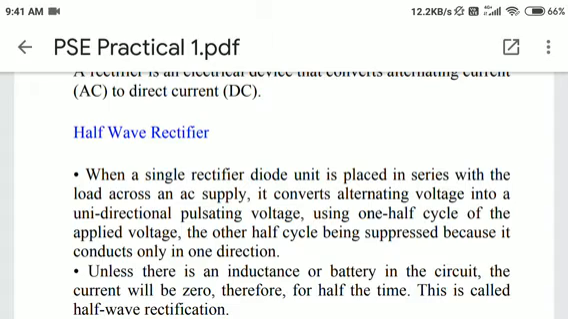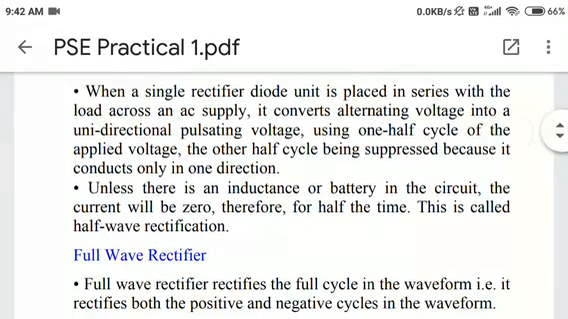So in a half wave rectifier we will see only the positive waveform in our output, and the negative waveform gets suppressed or becomes zero. Unless there is an inductance or battery in the circuit, the current will be zero. Therefore, since it works for only half the time, this is called half wave rectification.